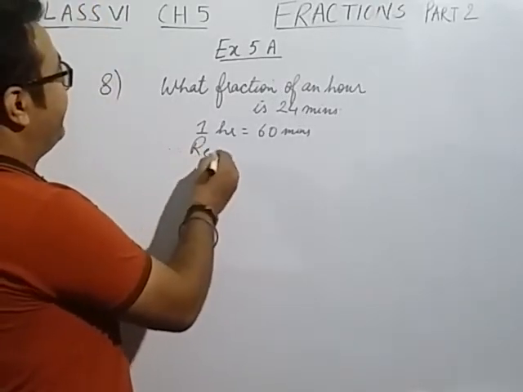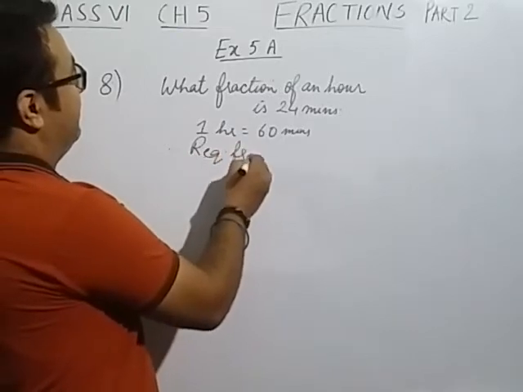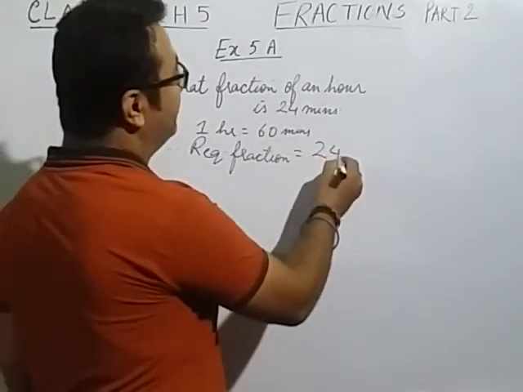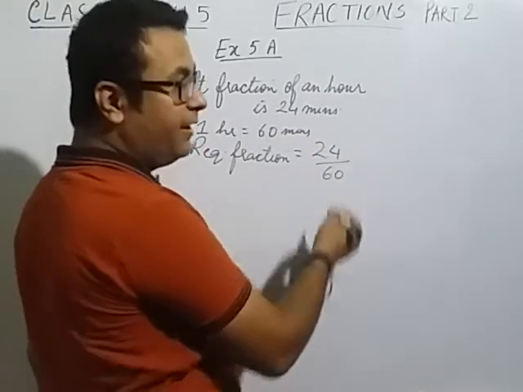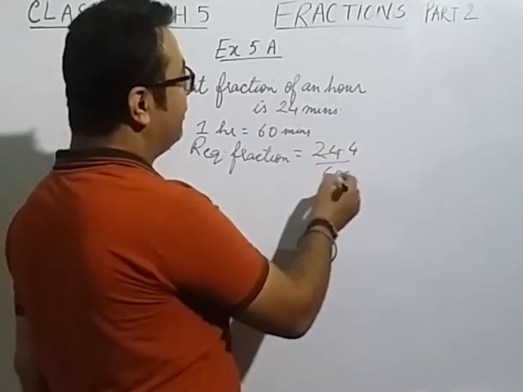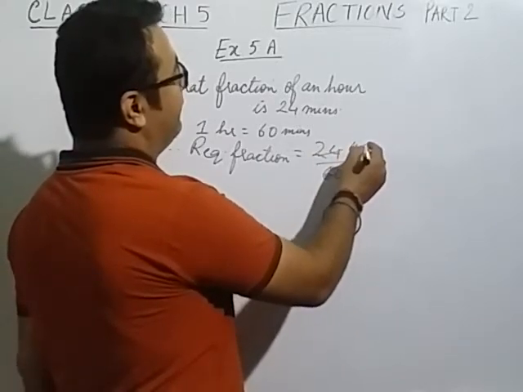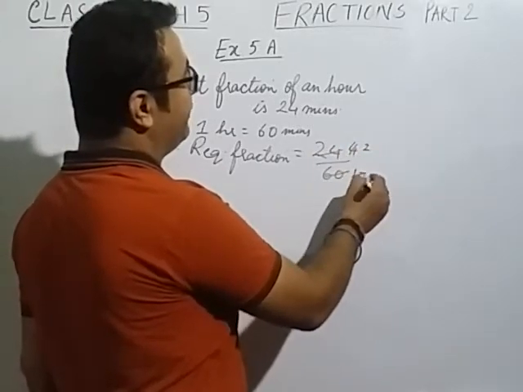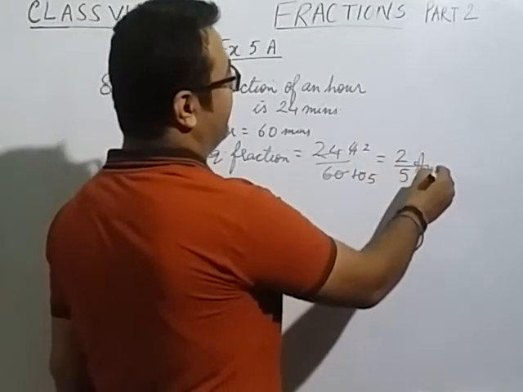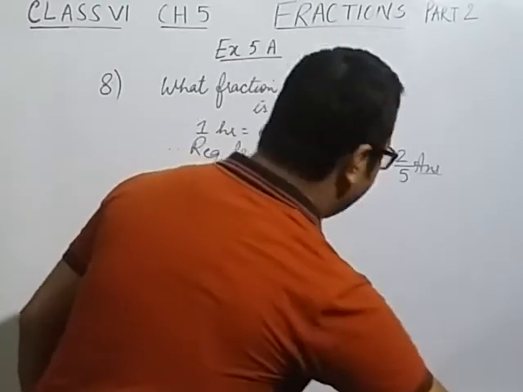Therefore, the required fraction will be equal to 24 upon 60. Okay. If you want, you can further reduce it. 6 4s are 24, 6 10s are 60. Further, 2 2s are 4, 2 5s are 10. So, the required fraction will be 2 upon 5. Okay. Now, let's take the next question.